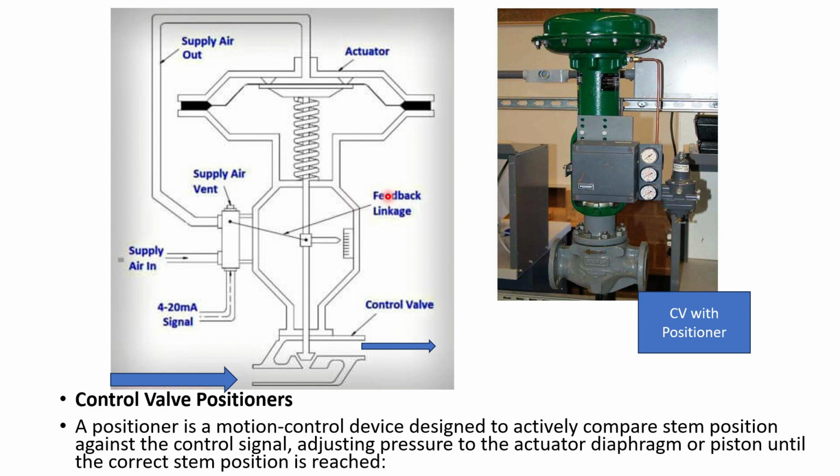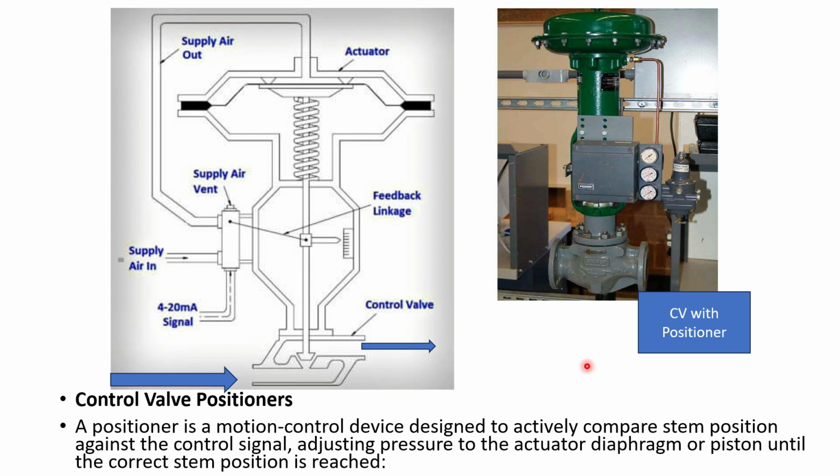Now, let us talk about a control valve positioner. So, you see, this is the positioner in the control valve. Here, this is the feedback linkage, this is the air supply, and this is the position of the control valve.